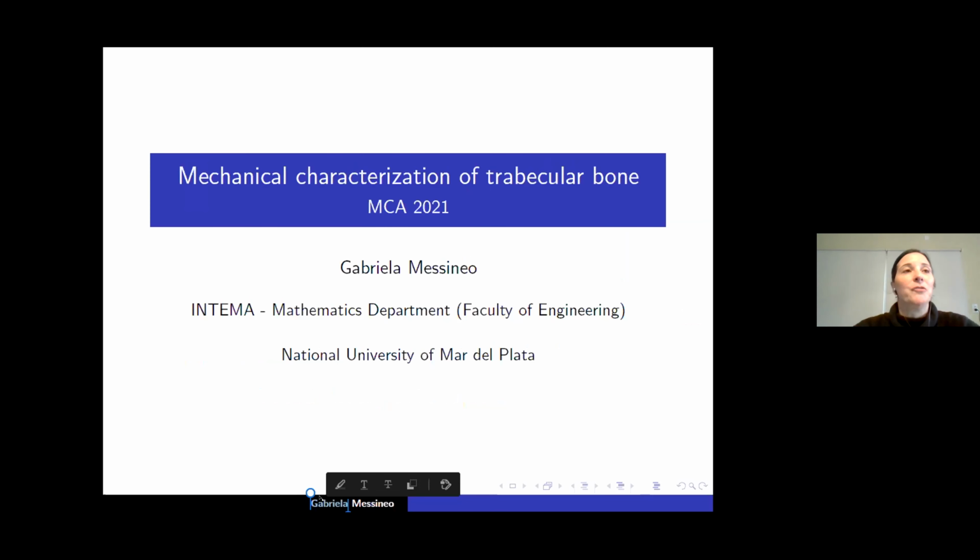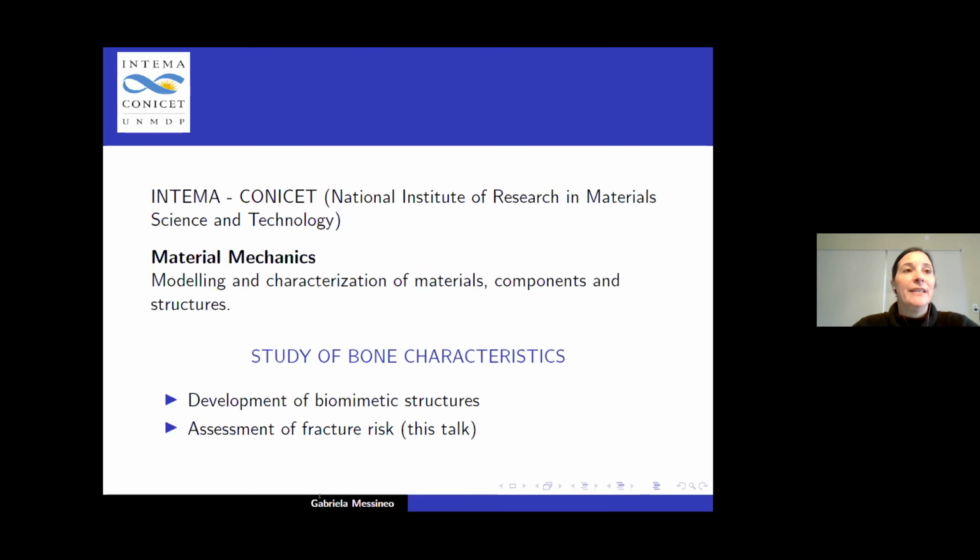Well, I'm part of Material Mechanics Division in INTEMA, the National Institute of Research in Material Science and Technology.